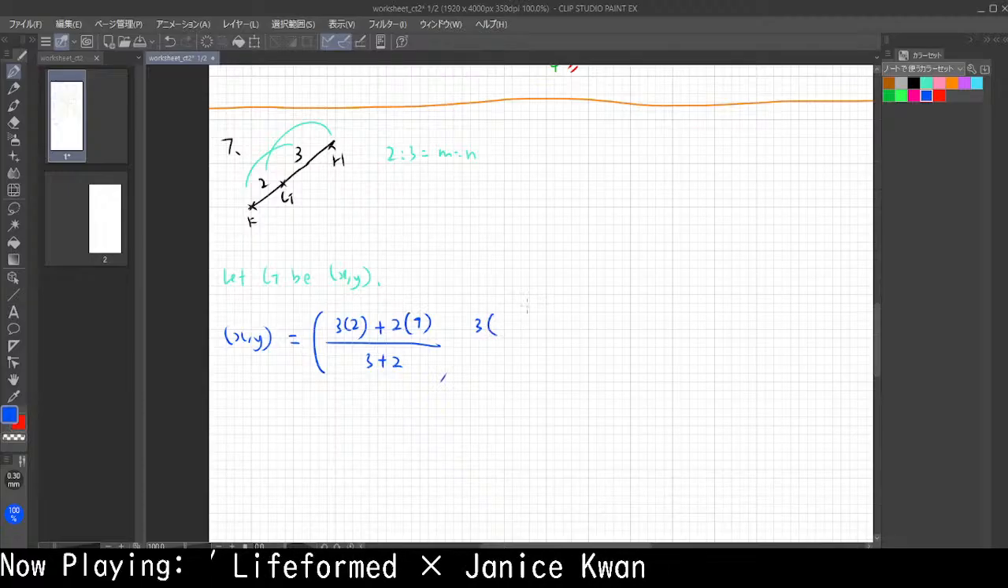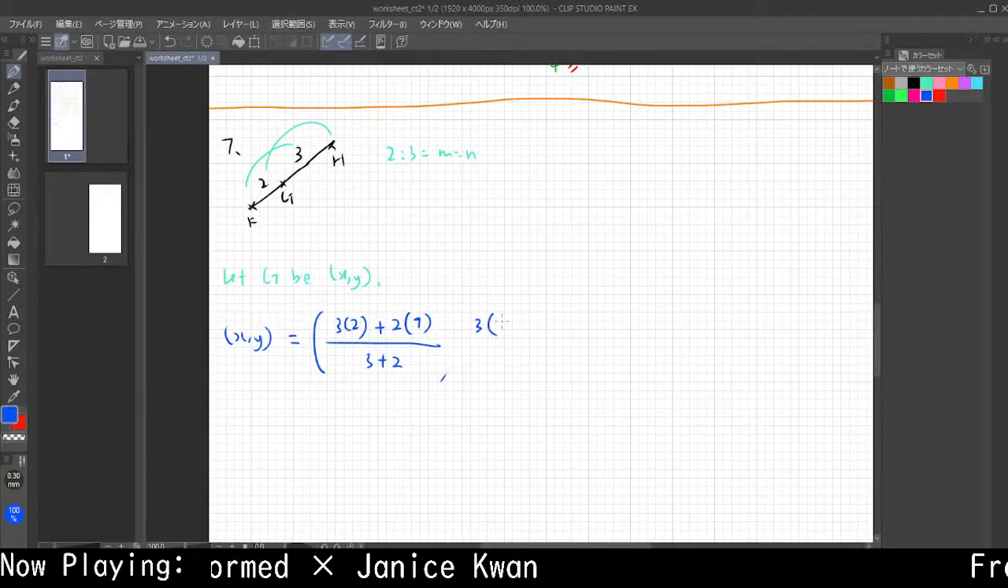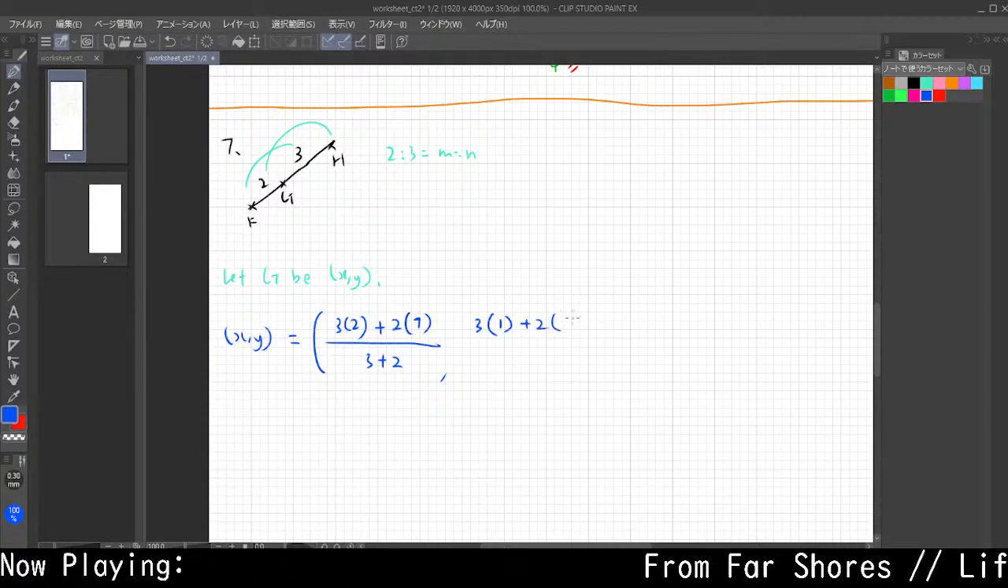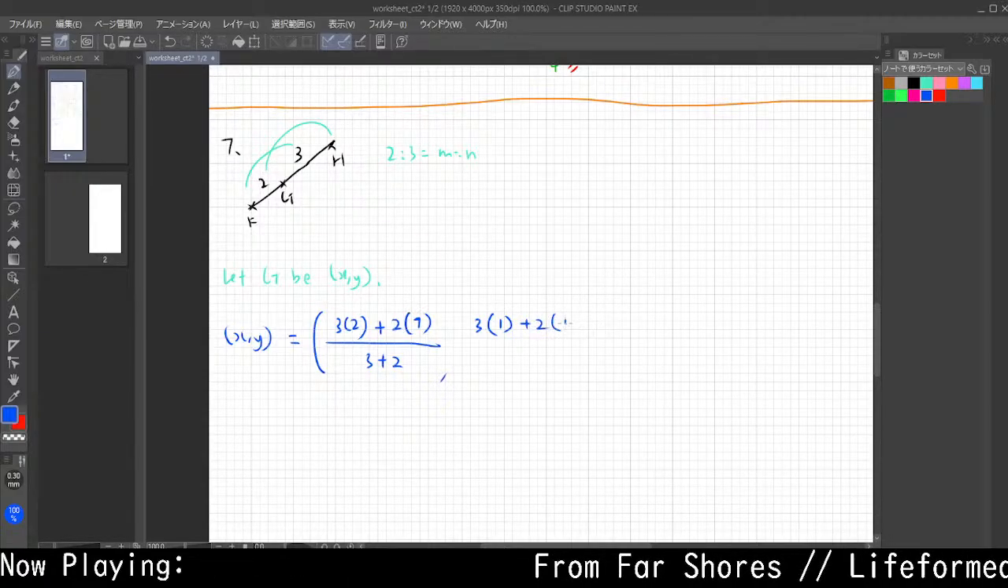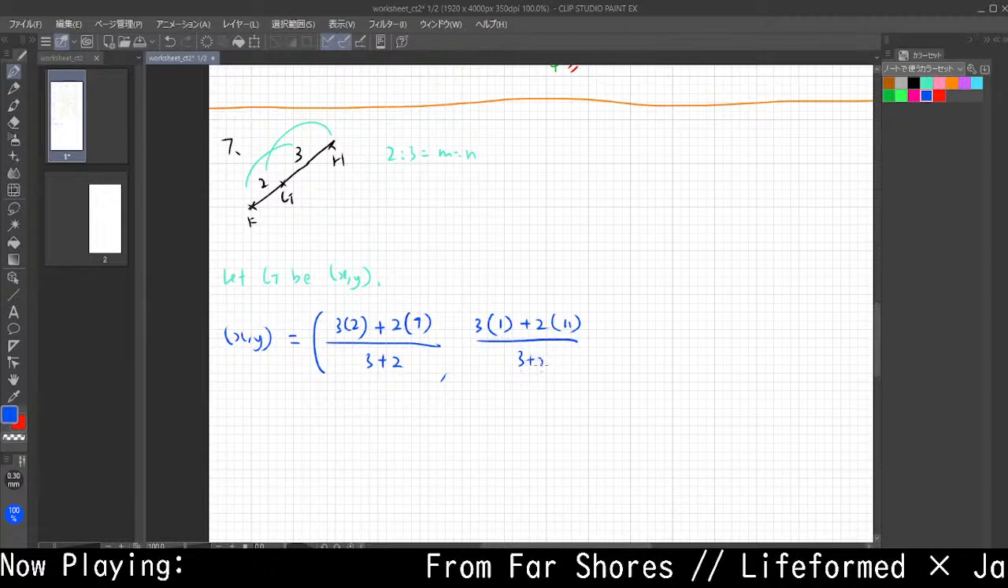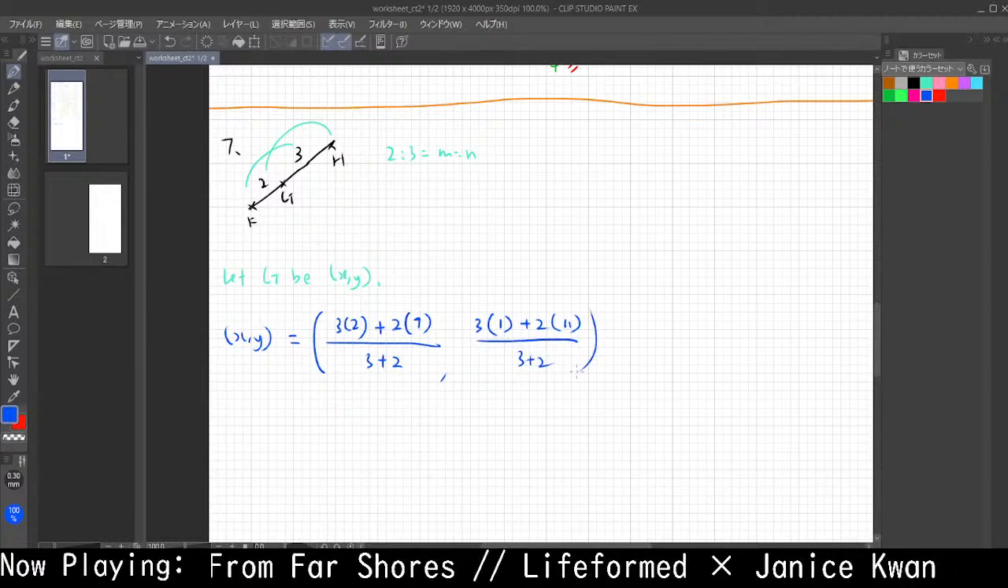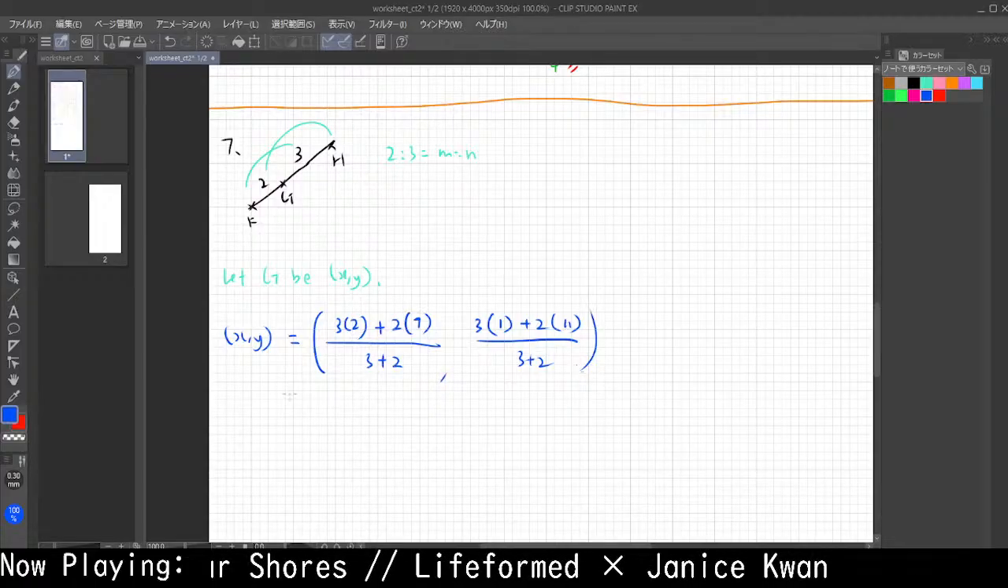Then same thing goes for your y. So 3 times your F's y, which is 1, plus 2 times y2, your m times y2, which is 11, over the total number of parts. Just calculate both fractions, then you'll be done already.